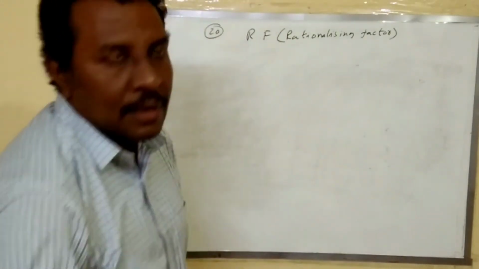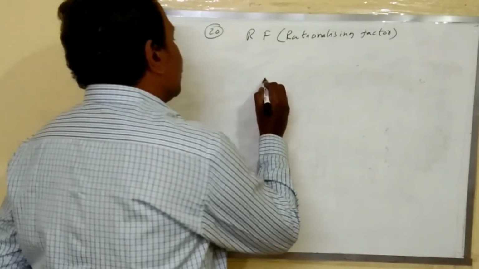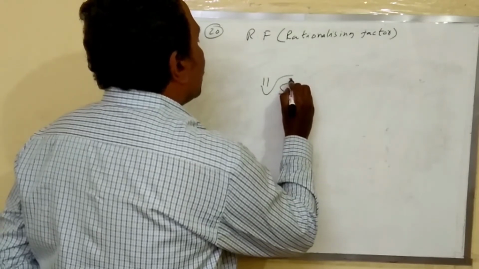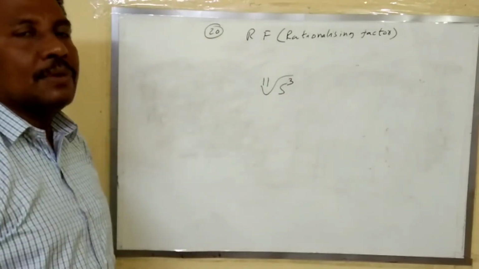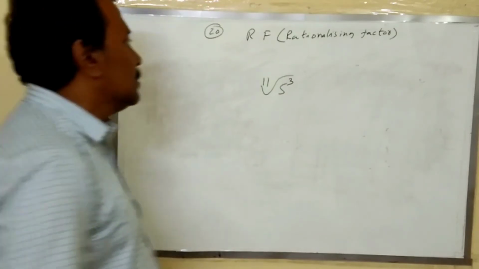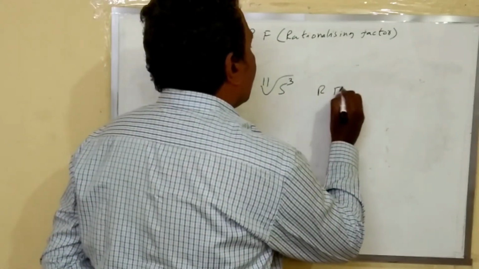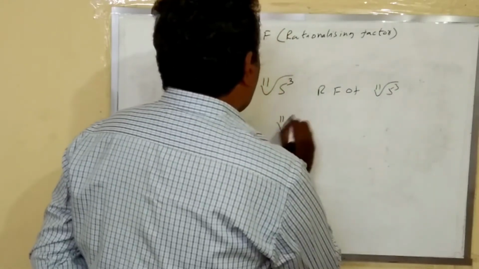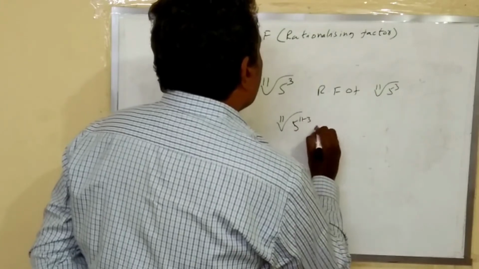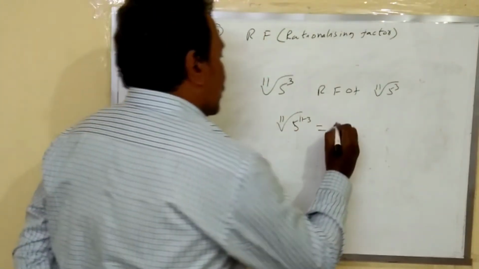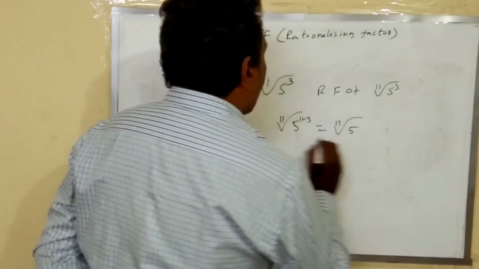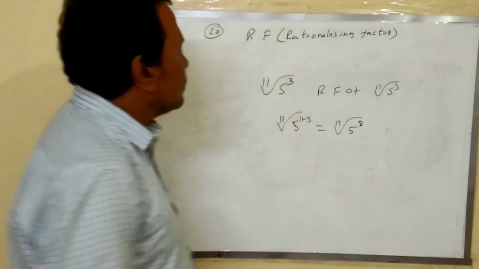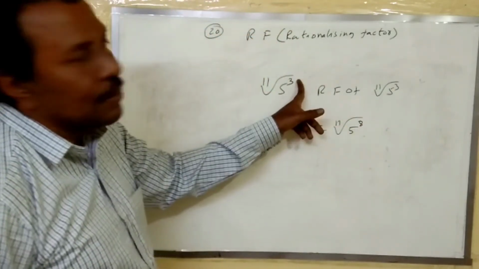from this, can you say what is the RF of 11th root of 5 power 3? Can you say what is the RF of 11th root of 5 power 3? The RF of 11th root of 5 power 3 is 11th root of 5 power 11 minus 3. What is 11 minus 3? 8. Okay, 8 plus 3 is equal to 11.